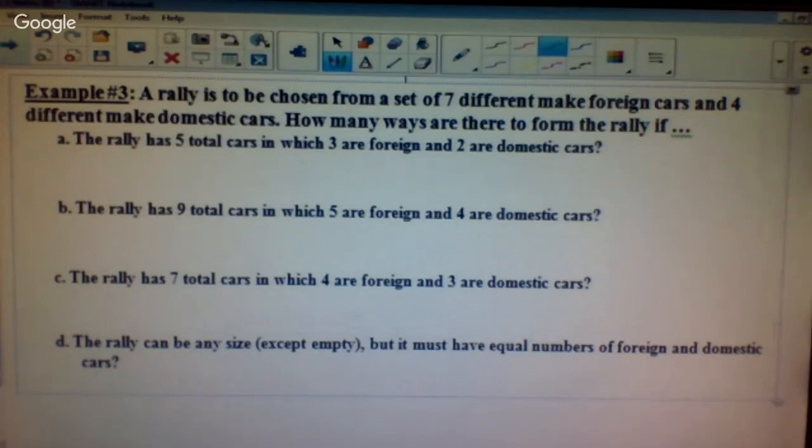Take a look. It says I have 7 foreign cars and I want 3 of them. Don't worry about the fact that this says 5 cars total. That just means 3 and 2 give me 5. I need to break it down. I need to pick 3 from the foreign. I need to pick 2 from the domestic. So we pick 3 foreign and we need 2 from the domestic category. 4C2, good one.